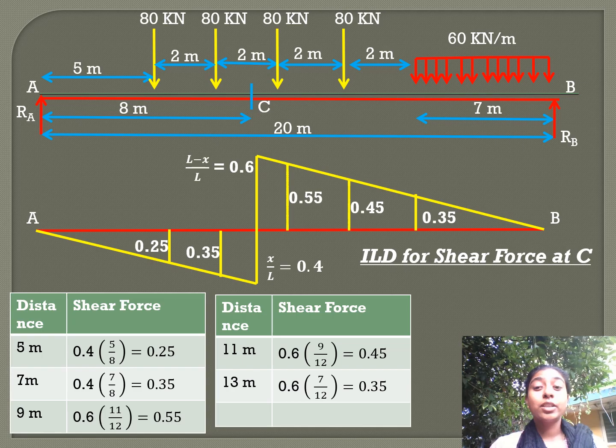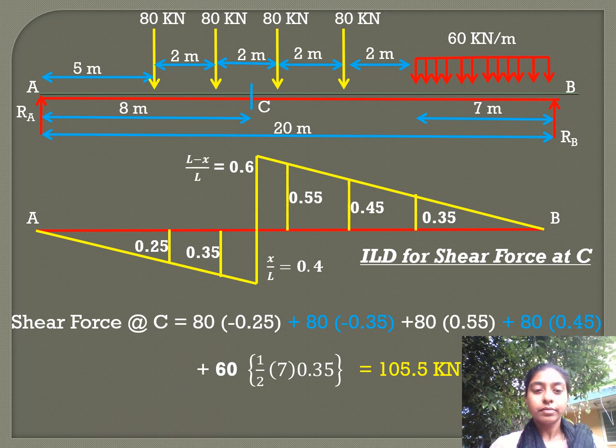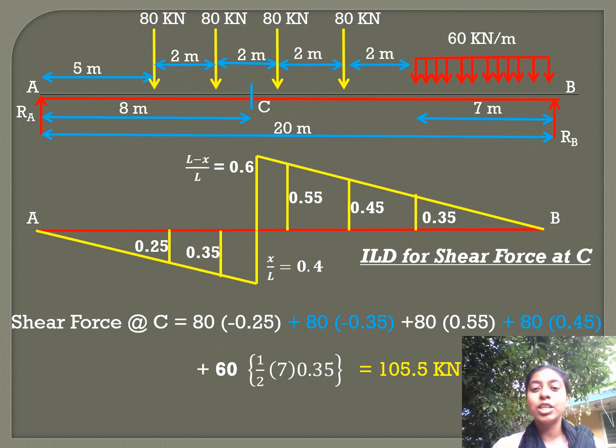Now the magnitude of the shear force will be equal to the magnitude of the load multiplied by the corresponding ordinates in the influence line diagram. So shear force at C will be equal to the first load, that is 80 into minus 0.25, that is a negative ordinate, plus the second load 80 into minus 0.35, that is also a negative ordinate, plus 80 into 0.55, a positive ordinate, plus 80 into 0.45, plus 60 into the area in the influence line diagram under the load.